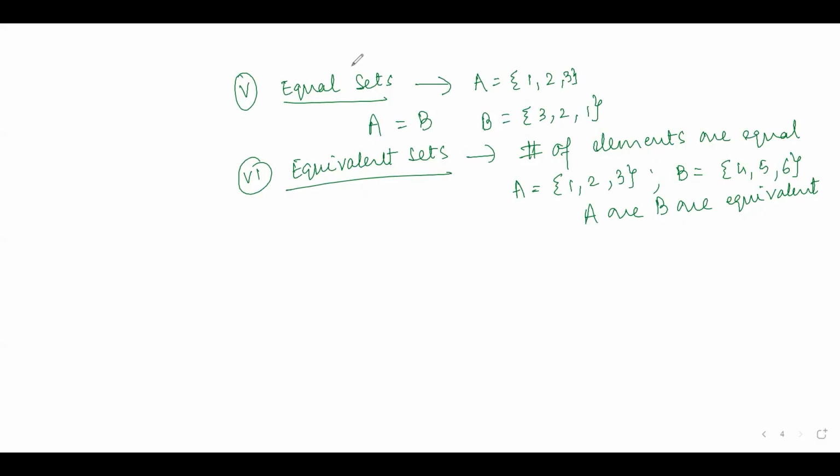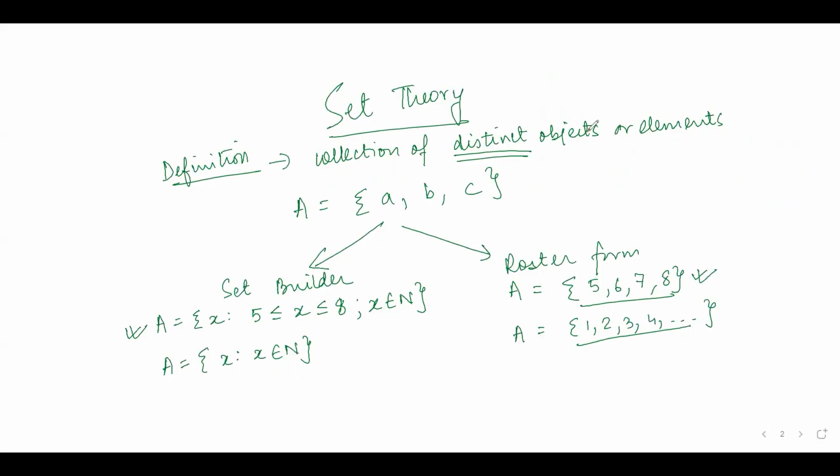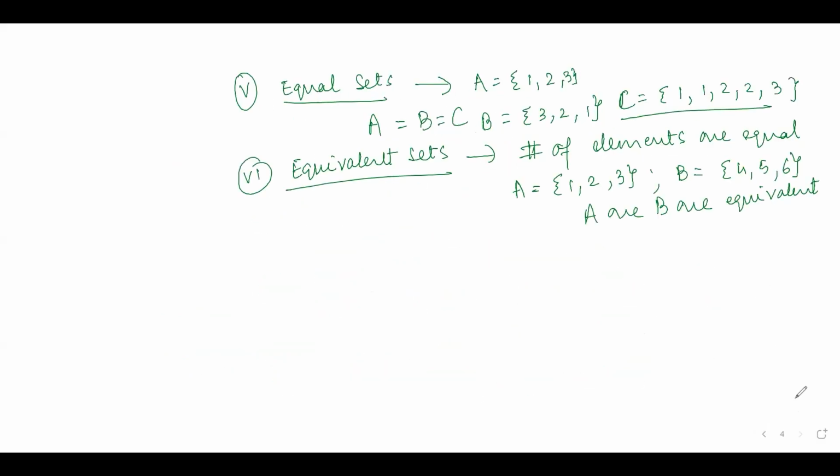Yes, 1, 2, 3 will be the same as 1, 2, 3, 3. If I put 3 two times, like A and B are the same, and C is also the same, like 1, 1, 2, 2, 3, it's also equal to C. I'm repeating one. A set is a collection of distinct objects or elements. It has to be distinct. One is the same. So C is the same as 1, 2, 3. So that is an equal set, right? That was the types of sets.